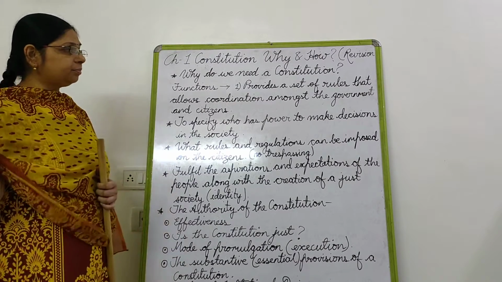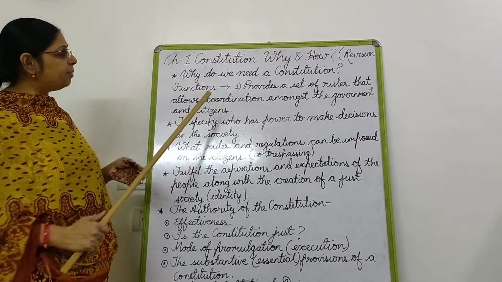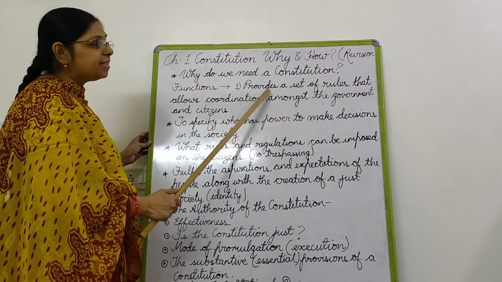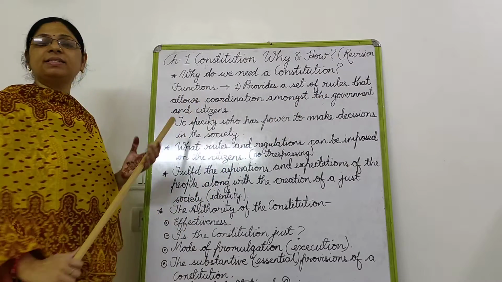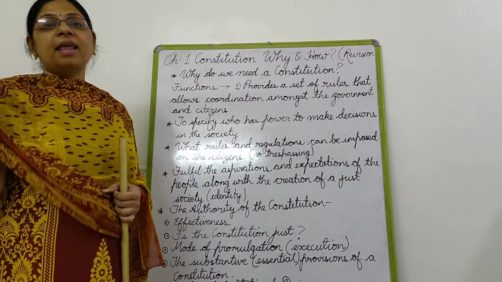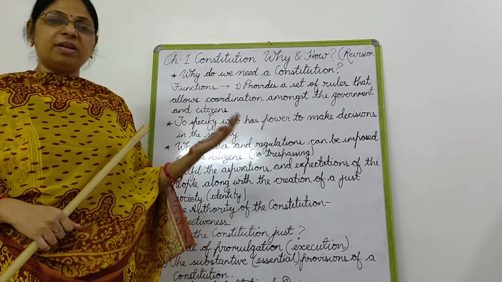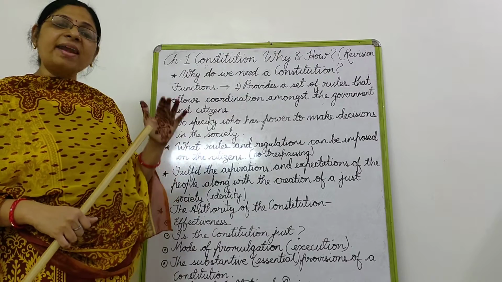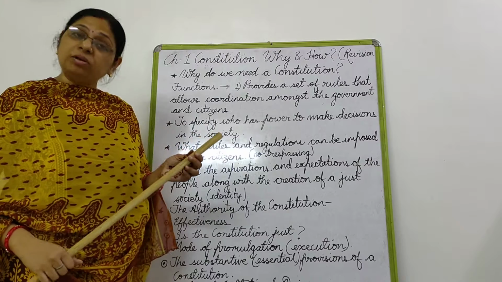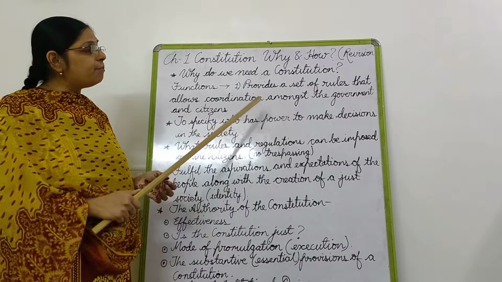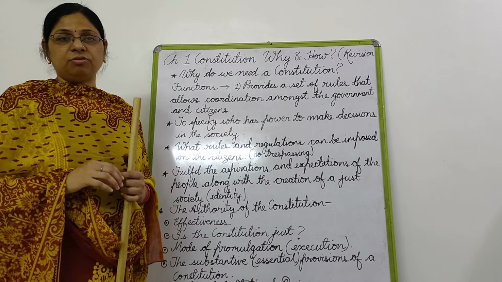A constitution is a set of rules and regulations. So what is the first function? It provides a set of rules that allows coordination amongst the government and citizens. That means how the government will run, what the responsibility of the government towards the citizens would be, and how the citizens will abide by the rules and regulations imposed by the government. That is all decided in the constitution.